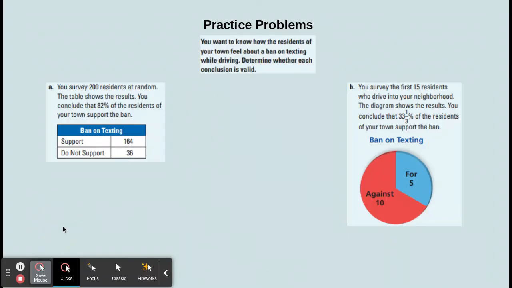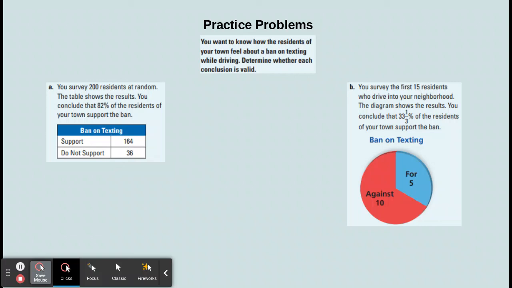All right, this practice problem involves us, we want to know how the residents of our town feel about a ban on texting while driving. So we want to figure out if our conclusions in A and B are valid. So let's look at what we did first in situation A. We surveyed 200 residents at random, and this table here shows us our results, saying that 164 support the ban and 36 do not support the ban.